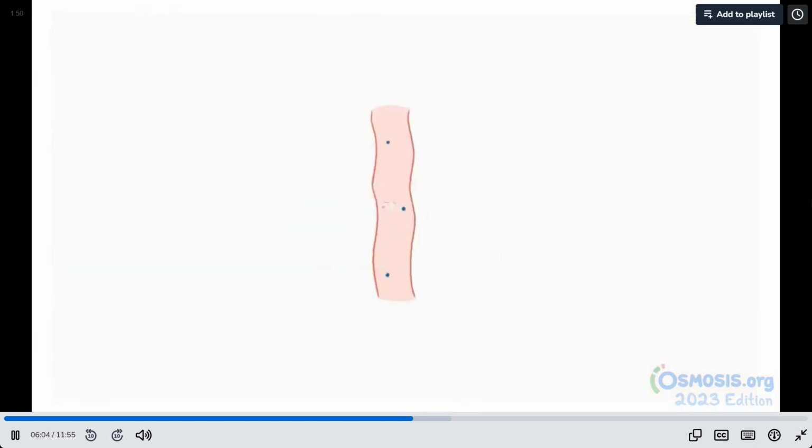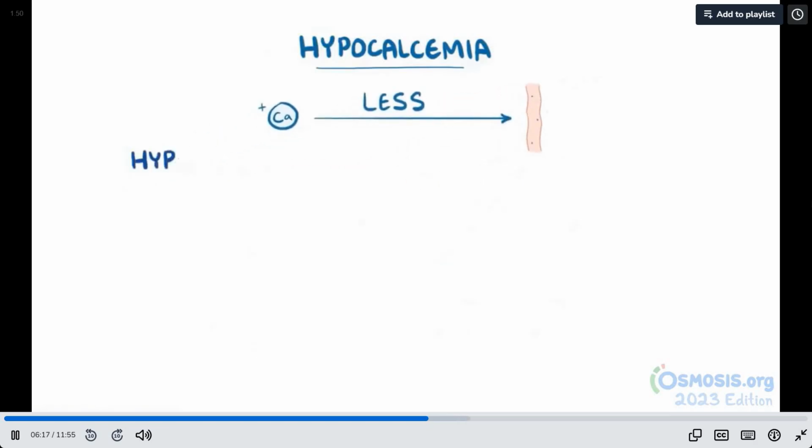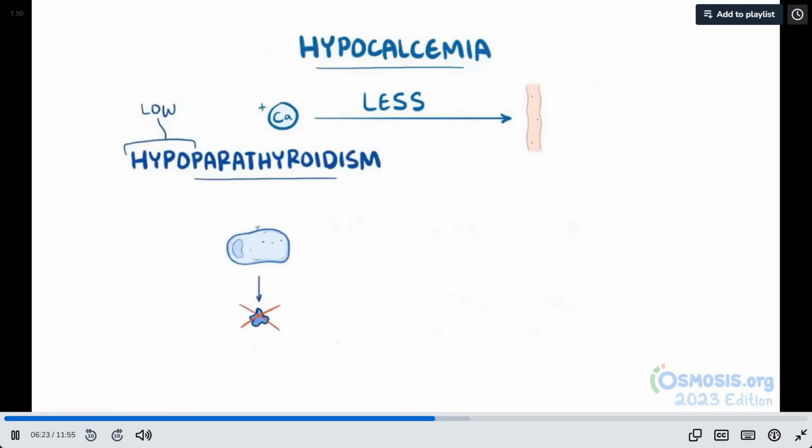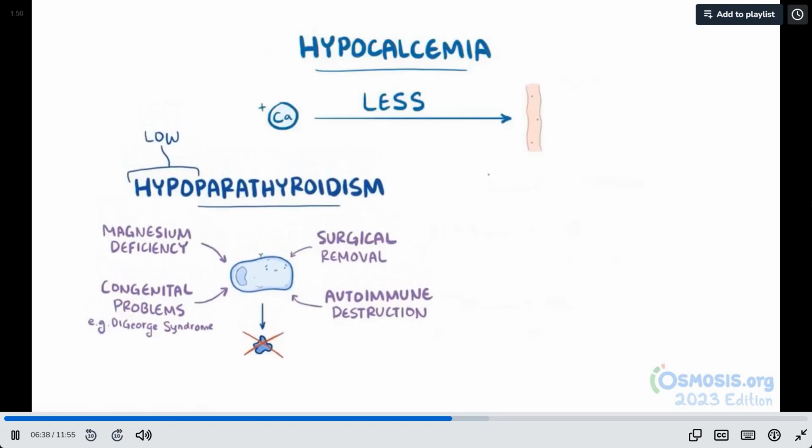Alright, so for there to be too little calcium in the blood, or true hypocalcemia, there can either be less calcium entering the blood, or too much calcium leaving the blood. Less calcium entering the blood is the most common cause, and can be due to hypoparathyroidism, or low levels or lower activity of the parathyroid hormone. This can be caused by surgical removal or autoimmune destruction of the parathyroid gland, as well as congenital problems involving the parathyroid gland like DiGeorge syndrome, or deficiency in magnesium, which is needed for parathyroid hormone production.